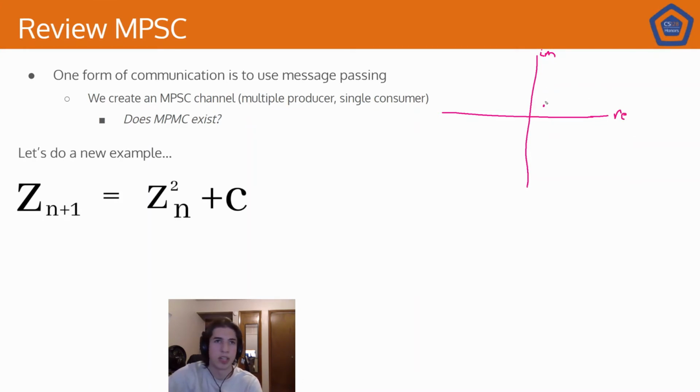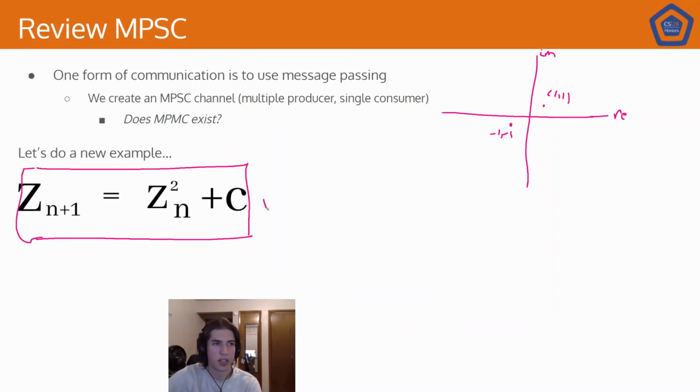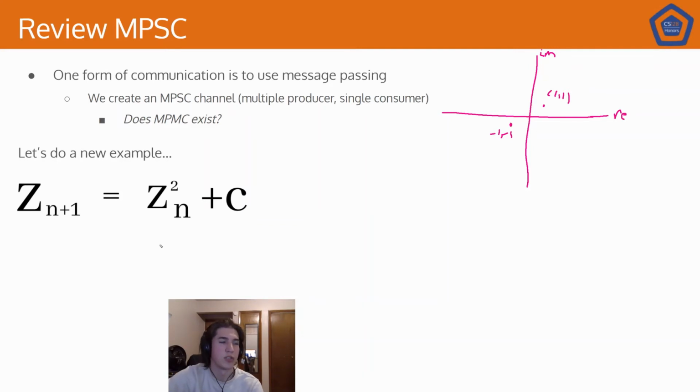It doesn't even matter that these are imaginary, but we have 1, 1, or we have -1, -1, or some other random point. We want to ask the question, for which of these points will this formula eventually approach infinity? Let's really quickly analyze this formula. The next iteration is equal to the past iteration plus some constant value. So let's start with 0, 0, for example.